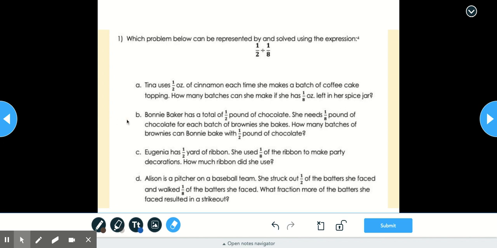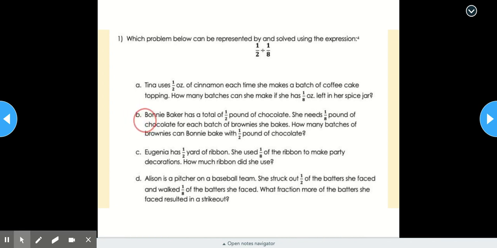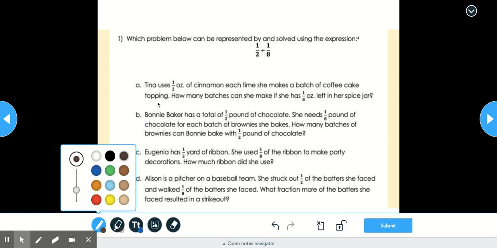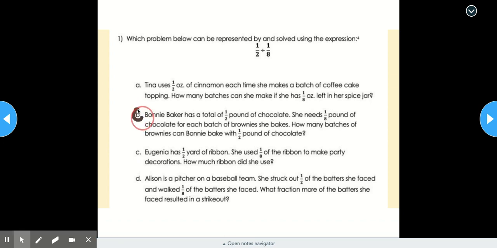So after looking through all of them, I have decided that B is the only plausible answer here. So I'm going to circle my answer B.